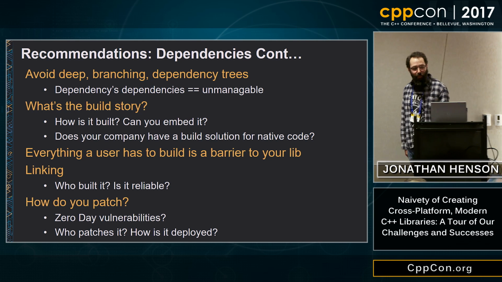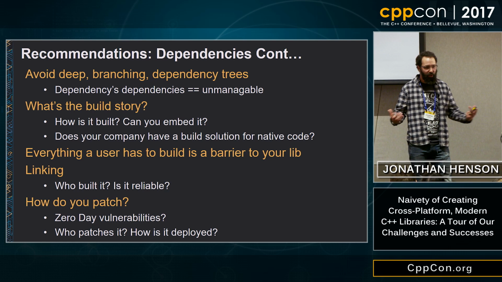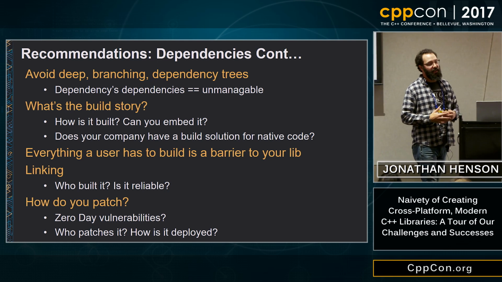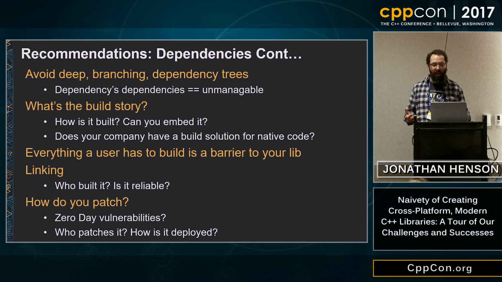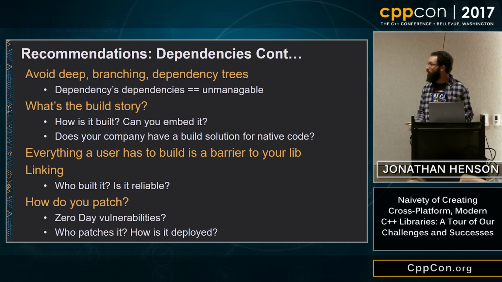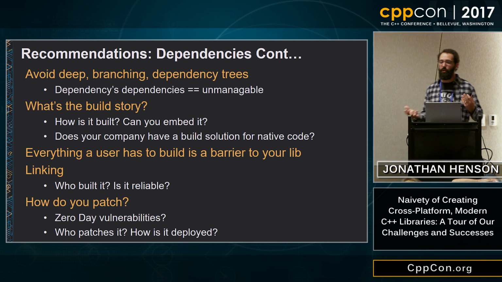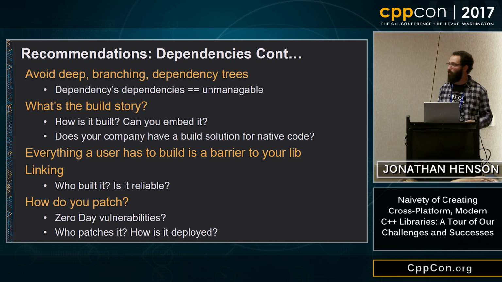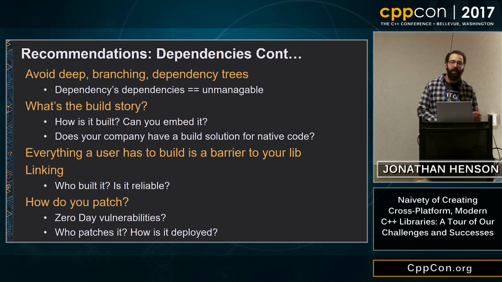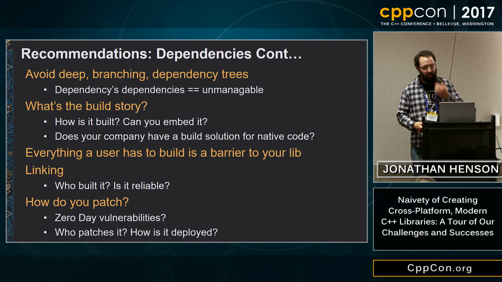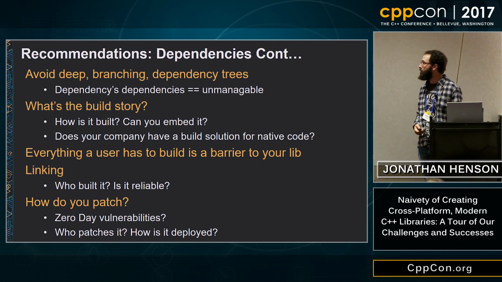We'll skip on down to how do you patch. What happens when a zero-day vulnerability comes out in whatever you're using? How are you going to get that fixed on the user's operating system? What's the thing you're going to trust? Right? On Windows, usually that gets updated by the Microsoft team. On your Linux distribution, usually that gets updated by Red Hat or Ubuntu or whoever's doing it. But who patches it? How is it deployed? These become more complex when you have a dependency that is not part of the operating system distribution itself.